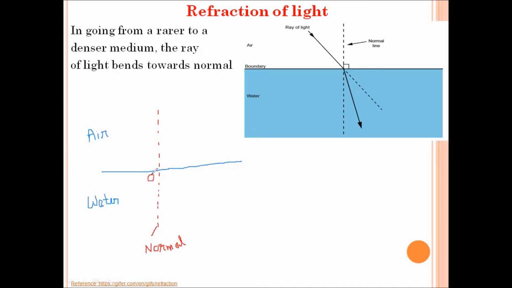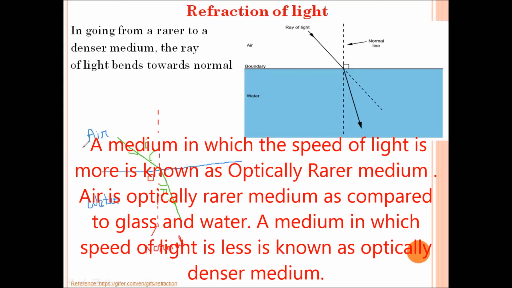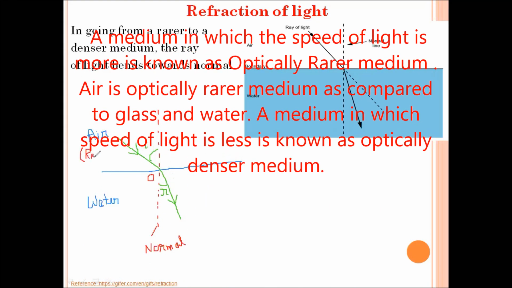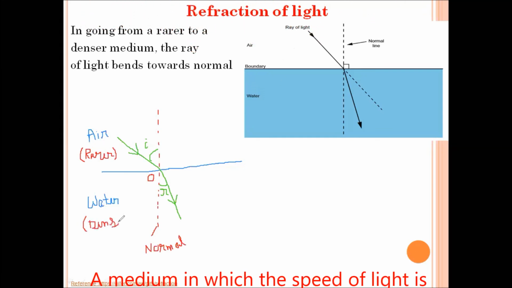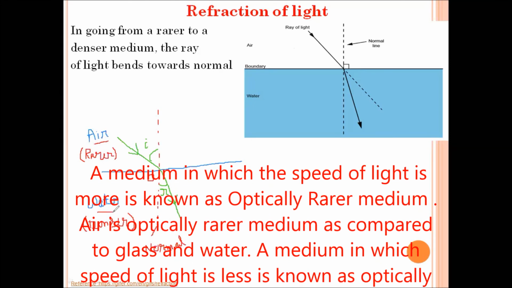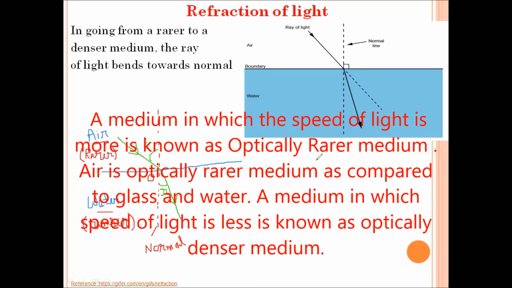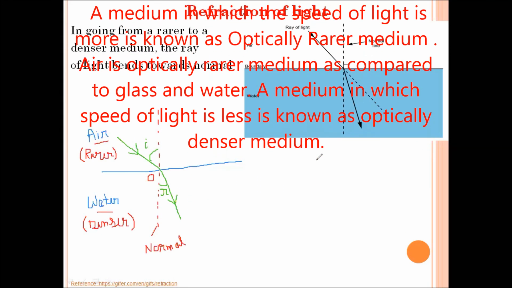Let point O be the point of incidence. It has been observed that if a ray of light is incident at point O, making an angle i, then it bends towards the normal when it enters water at an angle r. Here this medium air is rarer as compared to medium water. This medium water is denser. We can compare that the medium air has less density as compared to the medium water. The given diagram concludes that when a ray of light enters from a rarer to a denser medium, then it bends towards the normal.